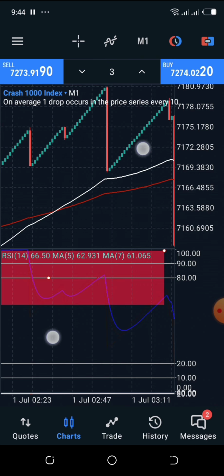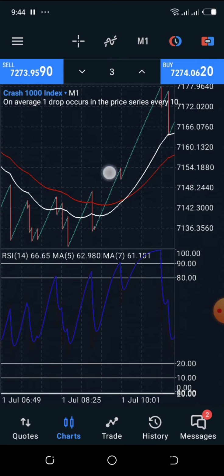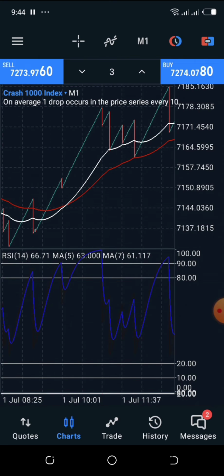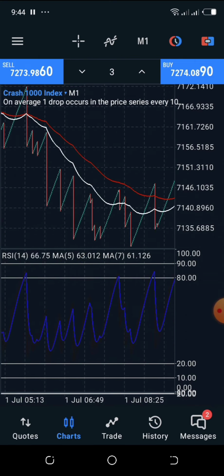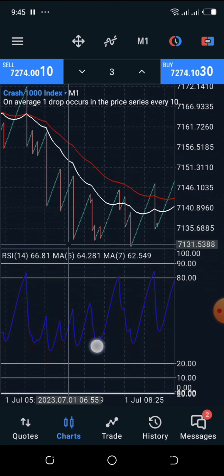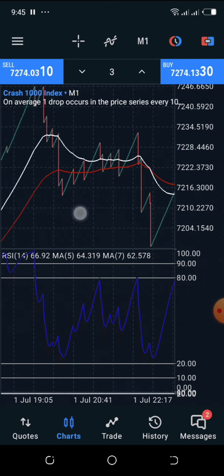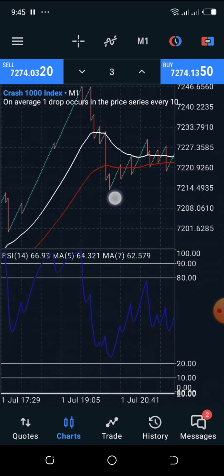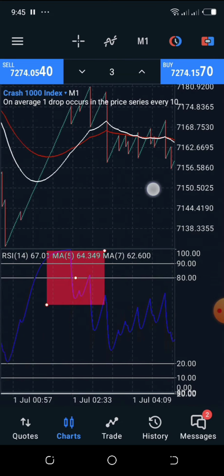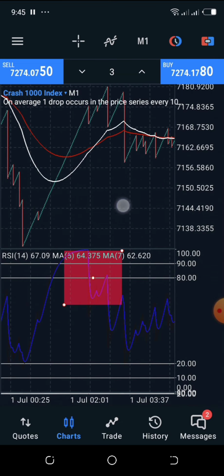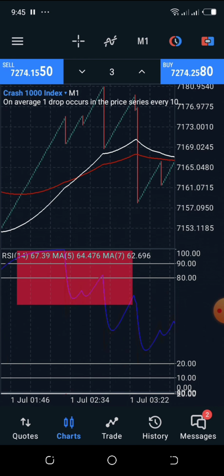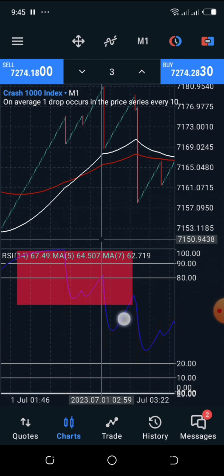So let's see if it hit our TP. 7129. Okay, let's check here. 7129. Okay, no. Let's add a line to our entry so that we can know if our trade doesn't hit stop loss. Okay, let's check again. Our entry will be here.